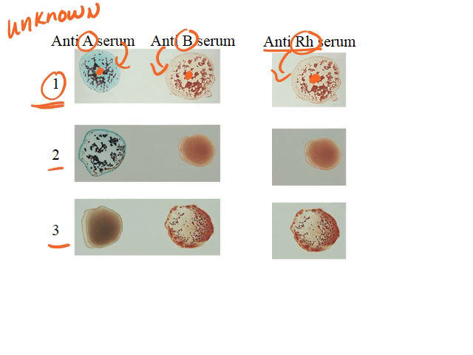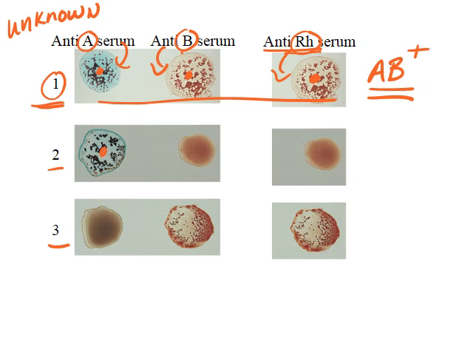If the anti-A binds, that means A antigen has to be present on the red blood cell. If I see B binding or agglutination occurring or clumping occurring, if anti-B binds, it has to have a B antigen present on the red blood cell. If Rh binds, the antibody for Rh, that means there has to be that Rh factor on the red blood cell as well. So this blood has to be AB positive.